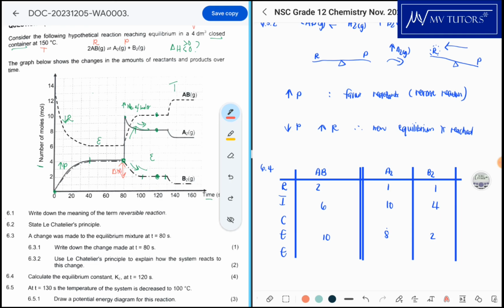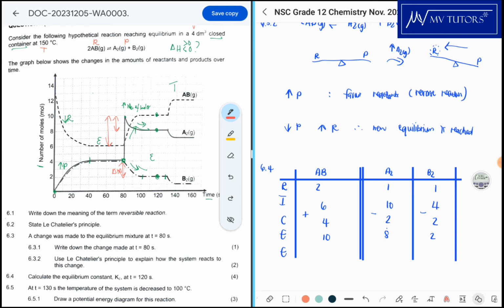So basically for B, there's a difference of 2. For A, this is basically the difference, it's also a difference of 2. And for AB, where is AB again? There it is. So there's a difference here from 6 to 10, that's 4. And that makes sense, guys. Why? Because initially you had 6, and then plus 4, you get 10. 10 minus 2, you get 8. 4 minus 2, you get 2. Okay, now we have all of this in terms of mole.